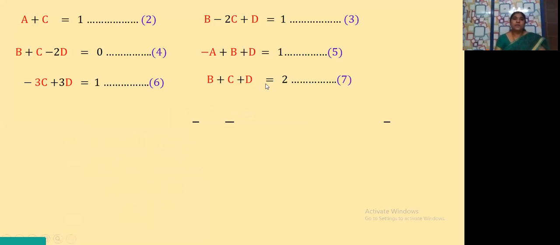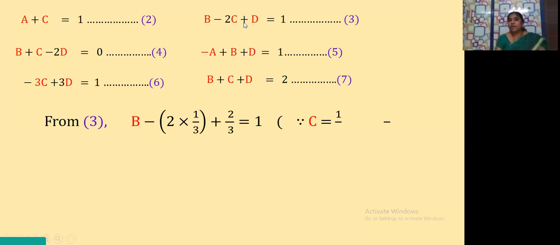Okay. Next one is, again I am writing all the equations, children. Here, C and equation number 3. Where is equation 3? In equation 3, what we have? B, C, D constants we have. In these three constants, we already know C and D. So by substituting here, we can get the value of B. That's what we are going to do here.